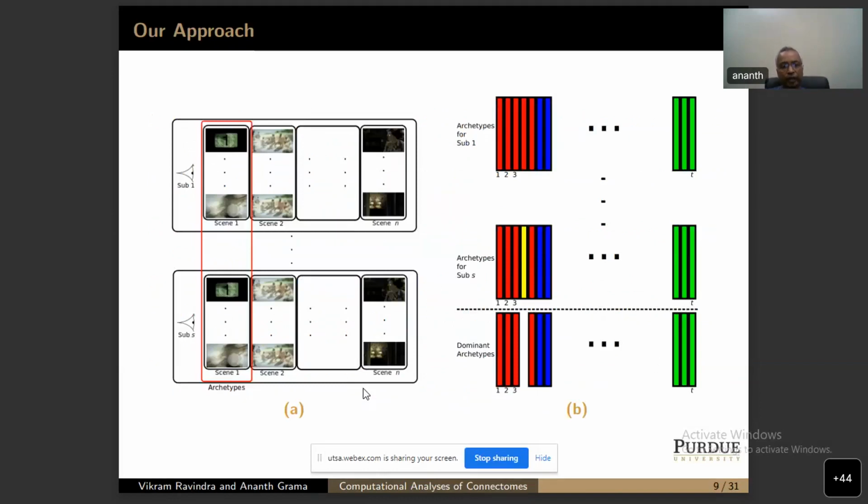For each subject, I'm going to take the entire episode and break this up scene by scene. For each of these scenes, I'm going to extract the fMRIs, stack those all together into a matrix, and compute the archetypes for each of the subjects. And from there, I'm going to compute the consensus, and derive what I'm going to call the dominant archetypes that correspond to each scene.